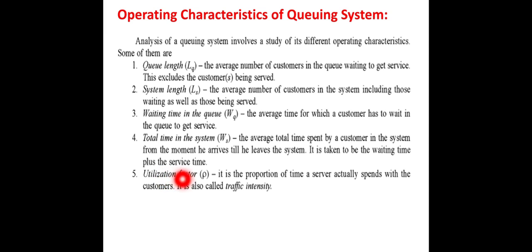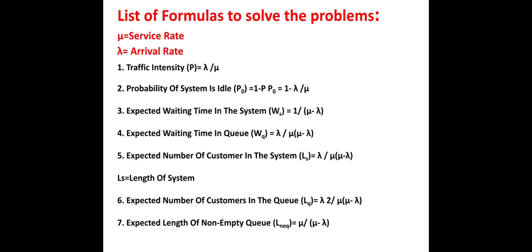Next is the utilization factor, denoted by P, the proportion of time a server actually spends with the customer. It is also called traffic intensity or busy time. So the formulas: mu is the service rate, and lambda is the arrival rate. All the formulas are in terms of service rate and arrival rate only. From the given data, if you are capable of extracting the service rate and arrival rate, there is nothing in queuing theory to solve the problem.